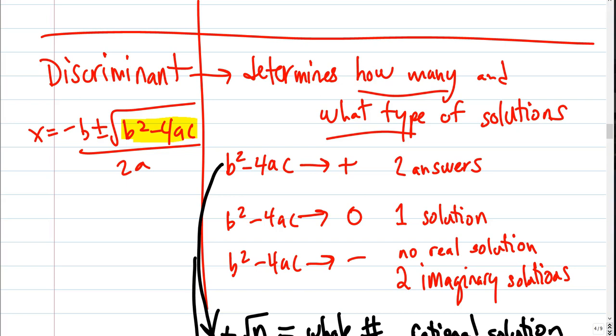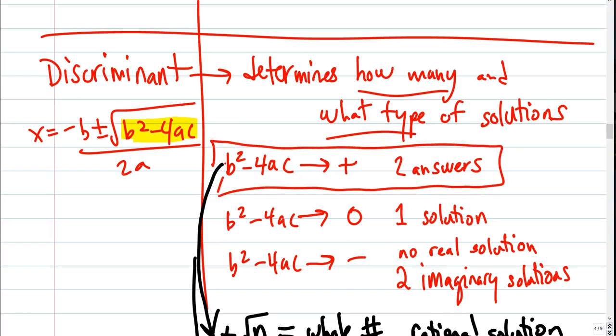So what happens if that b squared minus 4ac is positive? Well, it's after that plus or minus. So basically that gives us two answers. So if the b squared minus 4ac is positive, we have two answers.